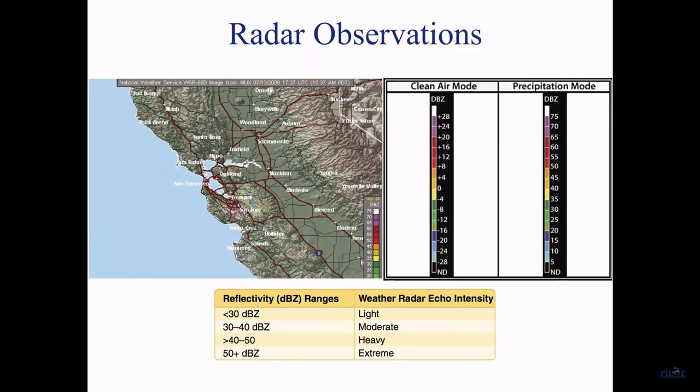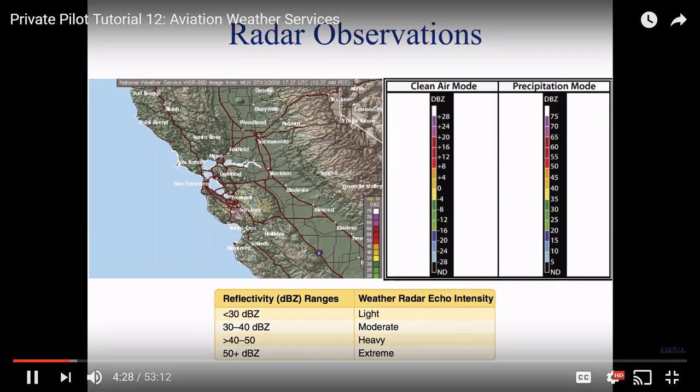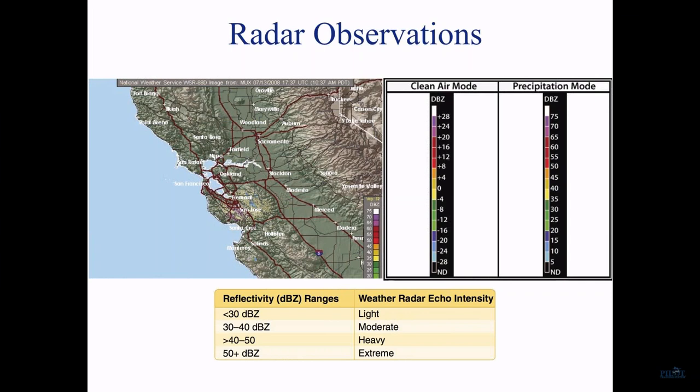Precipitation targets provide stronger return signals. Therefore, the radar is operated in the precipitation mode when precipitation is present, which can be seen on the top right. Intensities are correlated to intensity terminology for air traffic control purposes, shown on the bottom. FAA Terminal Doppler Weather Radar, installed at some major airports around the country, also aids in providing severe weather alerts and warnings to ATC. Terminal radar ensures pilots are aware of wind shear, gust fronts, and heavy precipitation.